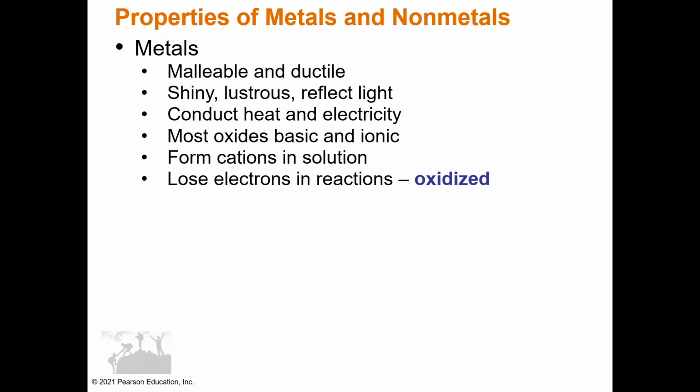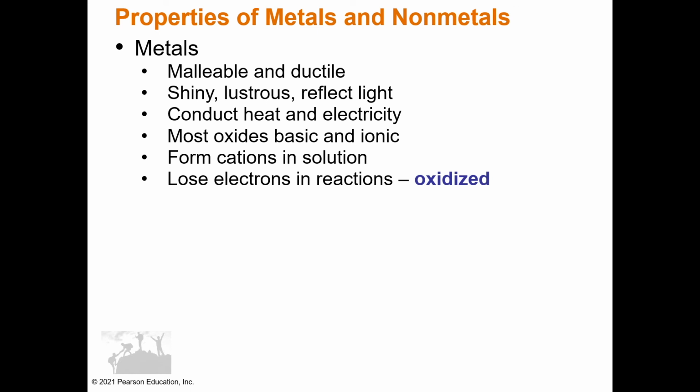The final trend deals with metals. So we're going to take a look at the properties of both metals and nonmetals. You should already know that metals are very malleable. So that means that they could be pounded into thin sheets. And they're also very ductile. So that means they could be pulled into very thin wires.